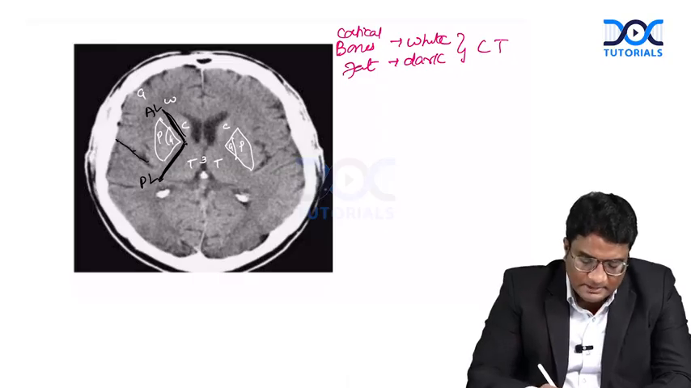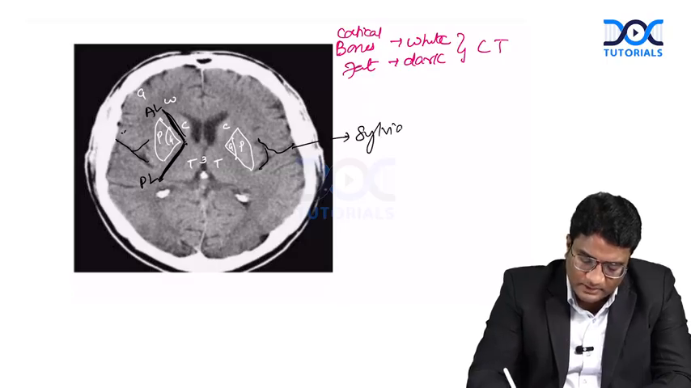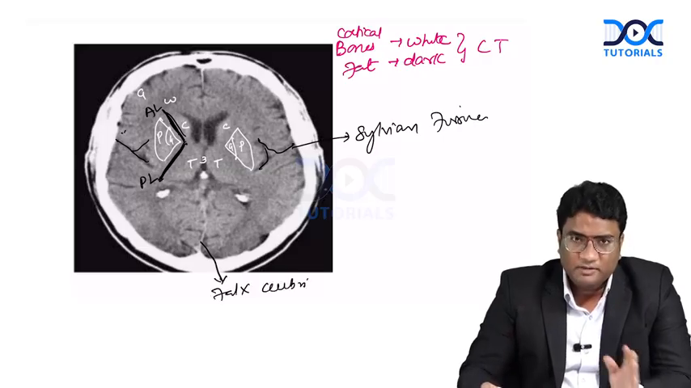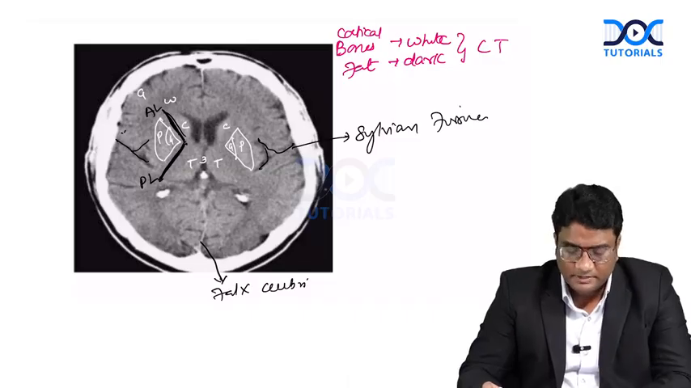This black sulcus that you are seeing on either side, this large one, is your sylvian fissure, or the lateral sulcus. This fold of dura here is the falx cerebri, the fold of dura separating the two cerebral hemispheres.